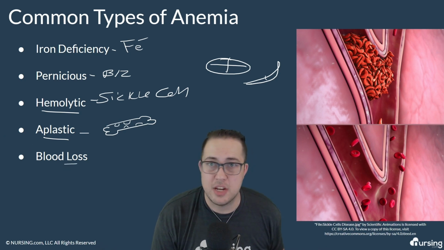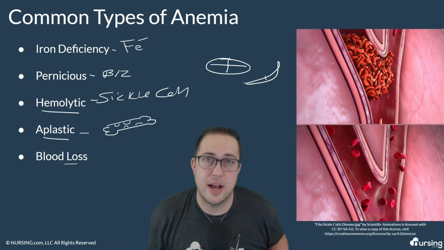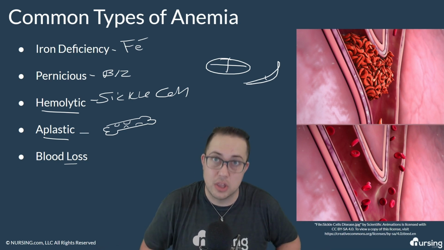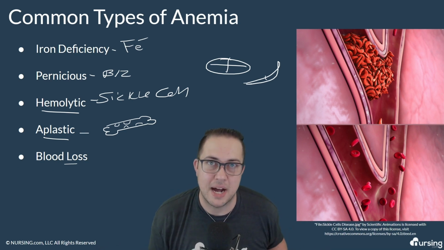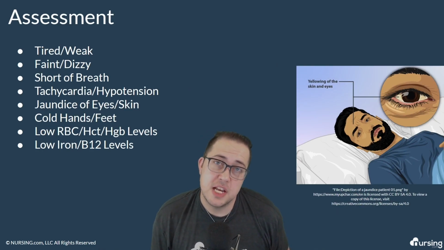And then, of course, you have anemia from blood loss, right? Hemorrhagic shock, GI bleed, and overall loss of red blood cells out of the body. So what are some common assessment findings?